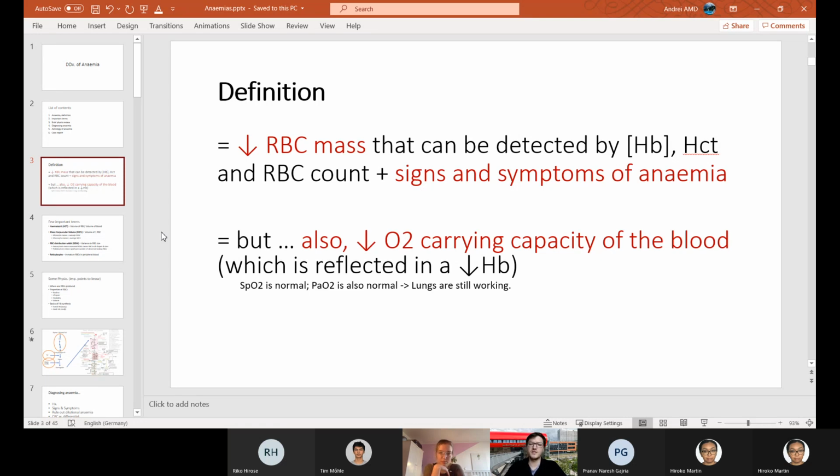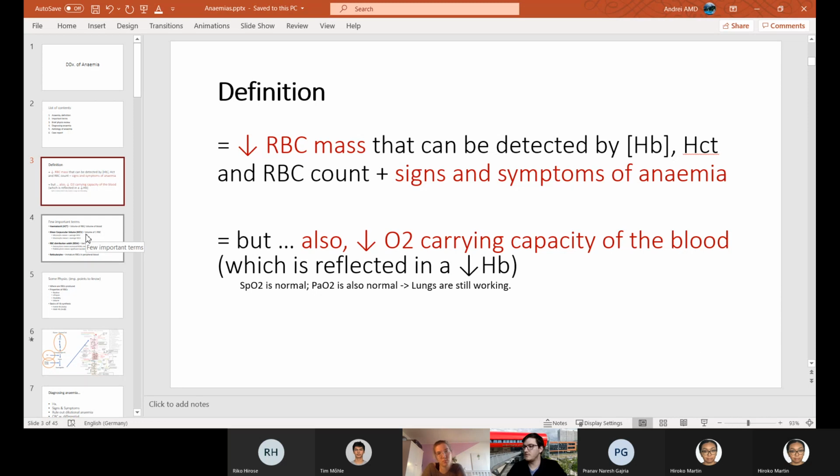You might be thinking, okay, if there's decreased oxygen carrying capacity, is there going to be a decreased saturation of oxygen, which is expressed in percentage, or will there be a decreased partial pressure of oxygen in the arterial blood? And the answer to that is no, everything else is normal. So saturation of oxygen is normal, partial pressure of oxygen in the arterial blood is normal, which is why this definition is a little bit more tricky. I would recommend using the first one.